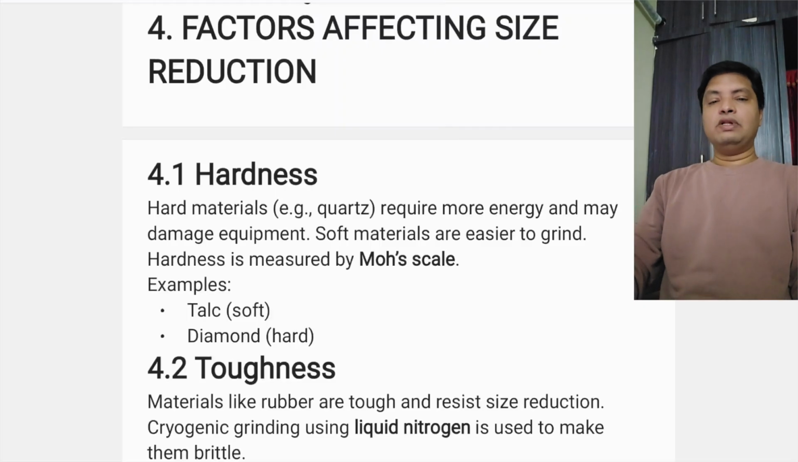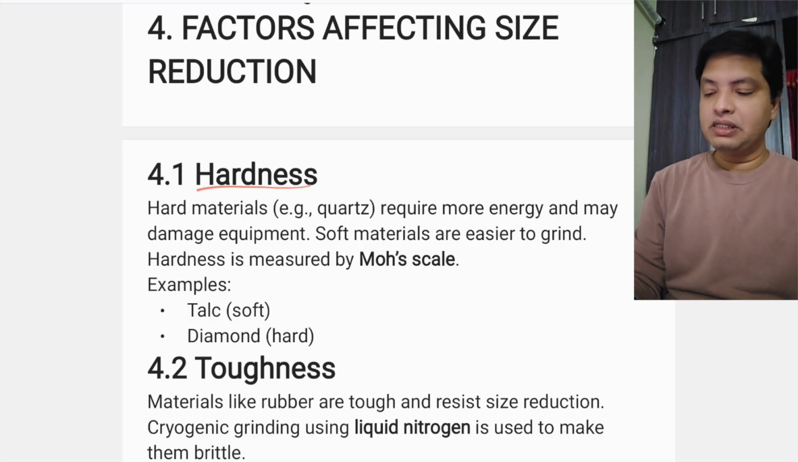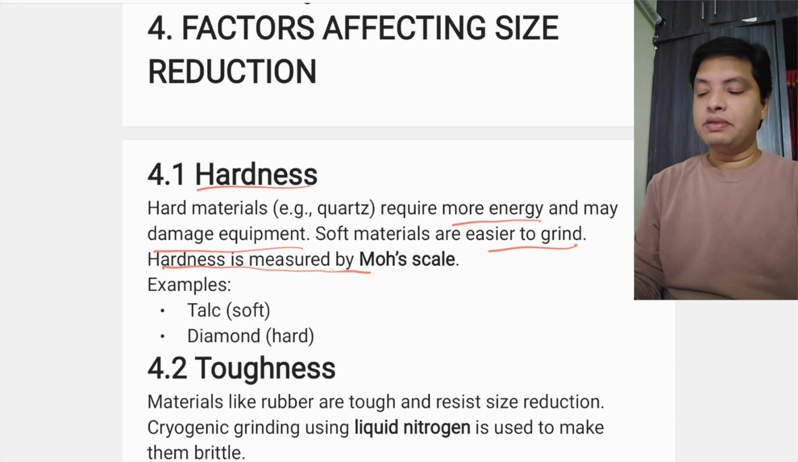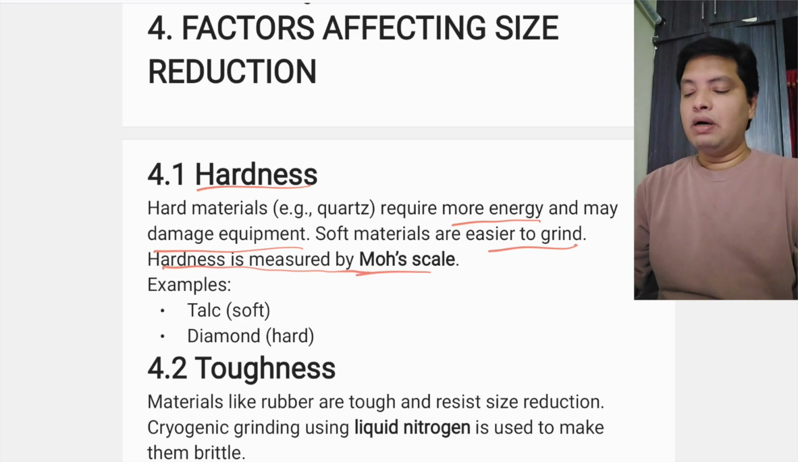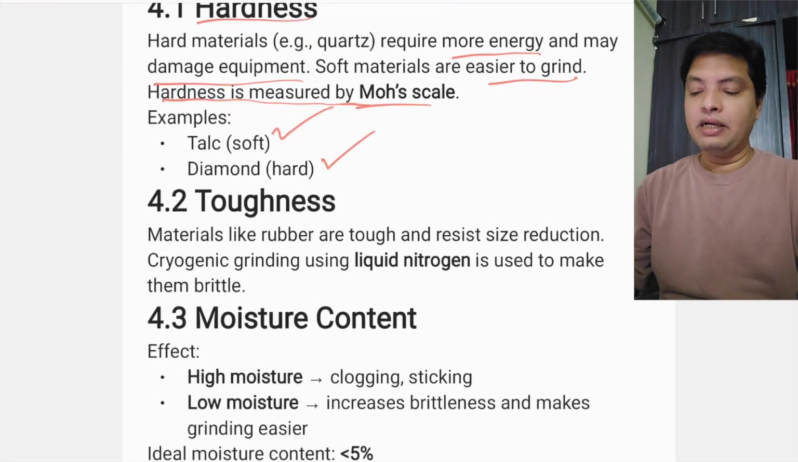Now we'll see what are the factors affecting size reduction. The factor obviously is hardness. If the material is hard, it requires more energy and it will damage the equipment also. Soft materials are easy to grind. The hardness of a material is measured by the Mohs scale. Example: talc is a soft material, diamond is a hard material.